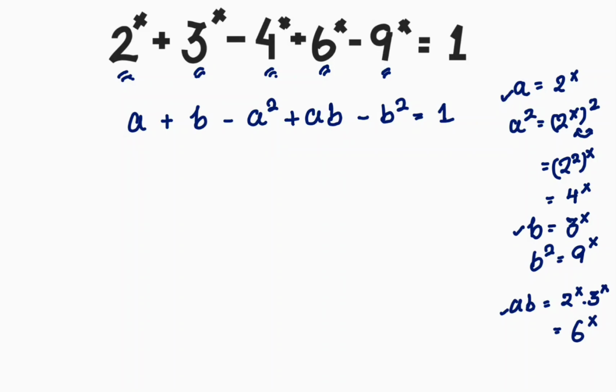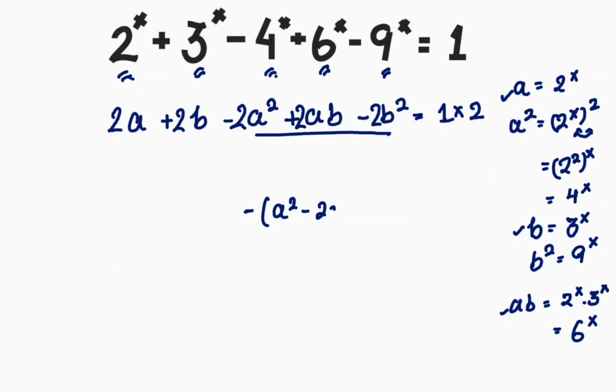It still looks pretty scary, but I can see some expressions like a square, b square and ab. But to solve this, I need 2ab. So let's multiply this whole thing by 2: 2a, 2b. This can become a minus b whole square. So write this as a square minus 2ab plus b square.